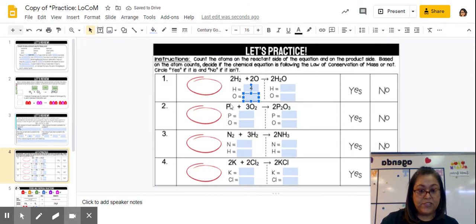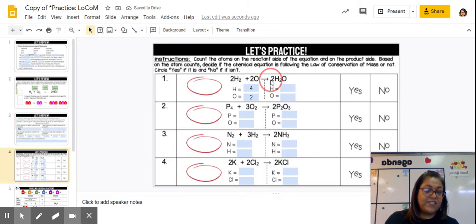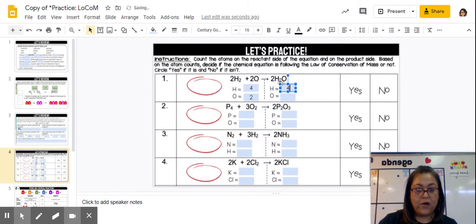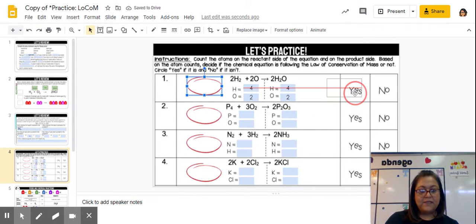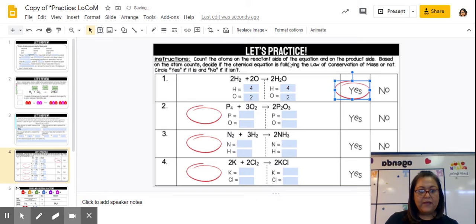2 O's is just 2. Over here, my coefficient of 2 must be applied to the hydrogen and the oxygen. So I'm going to say 2 times 2 hydrogen is 4, and 2 times 1 oxygen is 2. So yeah, that's balanced. I'm going to go ahead and do number 4.